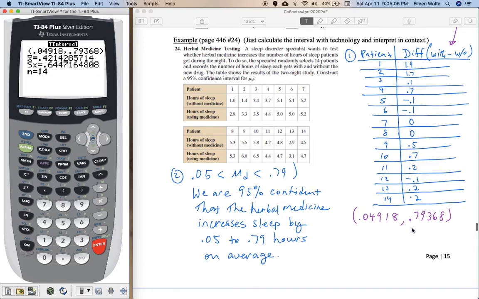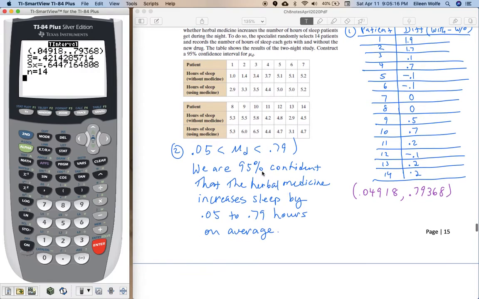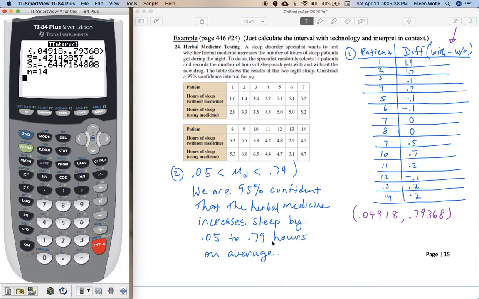So I'm going to take those 2 endpoints, round them to 2 places, makes sense. So 0.05 is the lower confidence limit and 0.79 is the upper one, and my sentence would go something like this, that we are 95% confident that the herbal medicine increases sleep by 0.05 to 0.79 hours on average. Okay, so just a couple of minutes to maybe just over 45 minutes is the average increase in sleep using this herbal medicine, and that was what the t interval did help us get, that estimate.